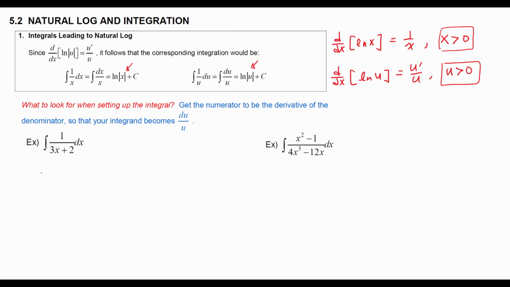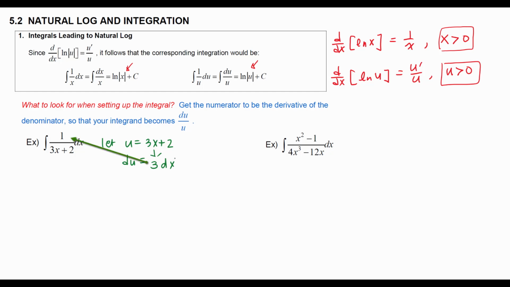What is the integral of 1 over 3x plus 2 dx? So my denominator is a linear expression and my numerator is a constant. And as far as your denominator is a linear expression, any constant on the numerator is okay since we can always adjust the constant, no problem. So let u equal the denominator, 3x plus 2. Then du is, take the derivative of that, you get 3 dx.